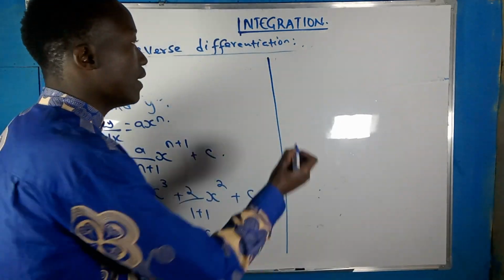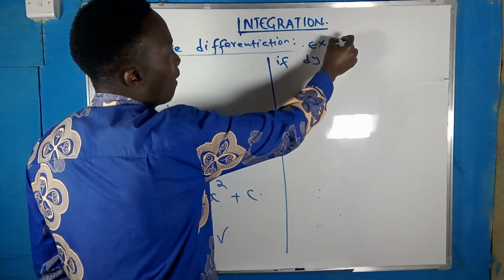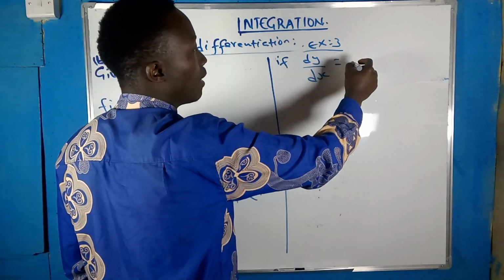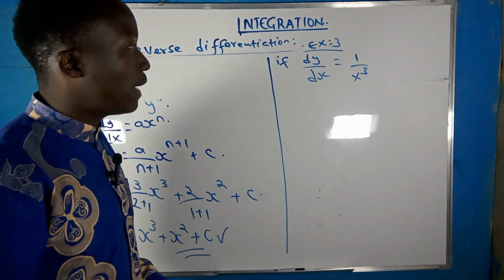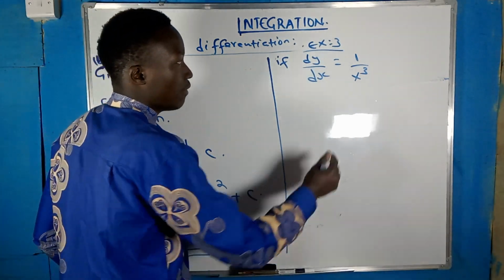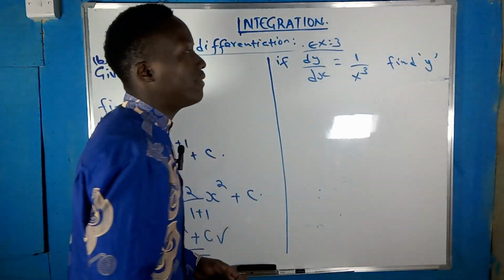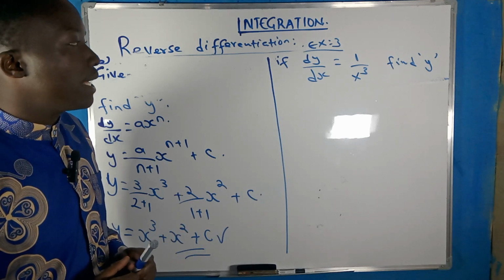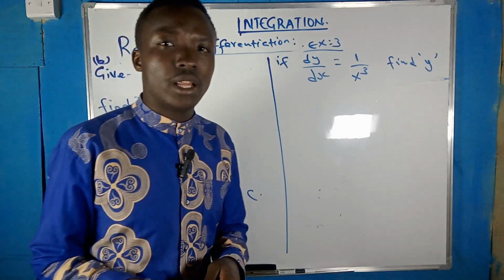What if we are given, this is example 3, if dy over dx is 1 over x cubic, find y. What if we are given such? If dy over dx is 1 over x cubic, find y. How are we going to solve that question?